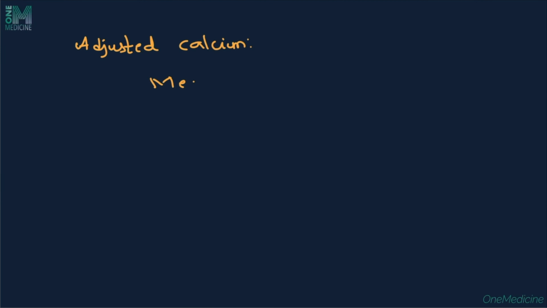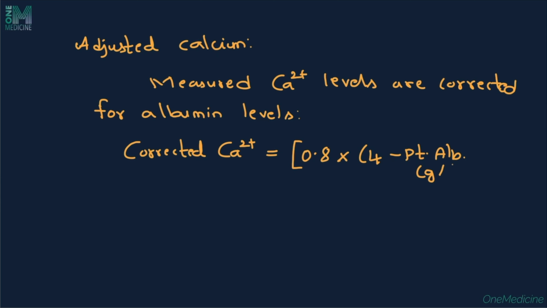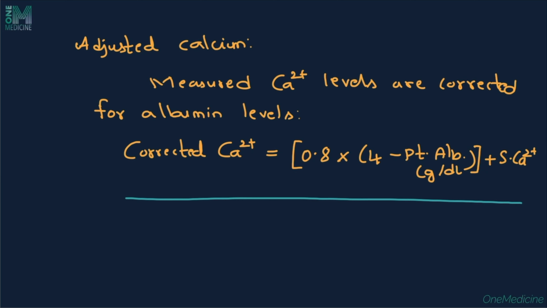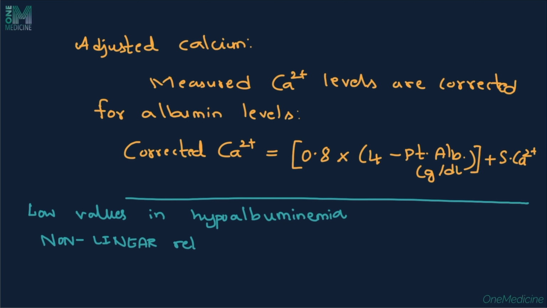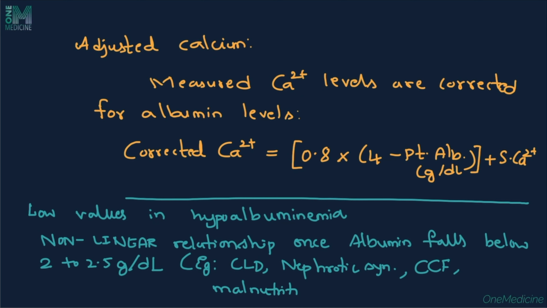Measured calcium levels are corrected for albumin using the following equation. Corrected calcium equals 0.8 multiplied by (4 minus patient's albumin in gram per deciliter) plus measured serum calcium. Low adjusted calcium may be found in patients with severe hypoalbuminemia, while true ionized calcium levels are normal. This reflects a nonlinear relationship once the albumin level falls below 2 to 2.5 gram per deciliter, such as in patients with chronic liver disease, nephrotic syndrome, heart failure, and malnutrition.